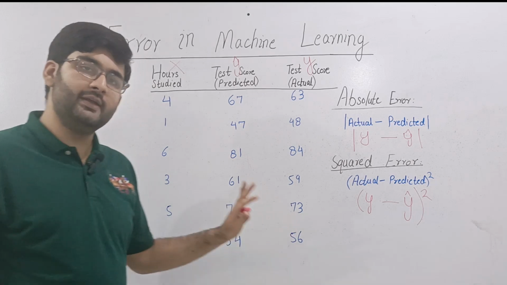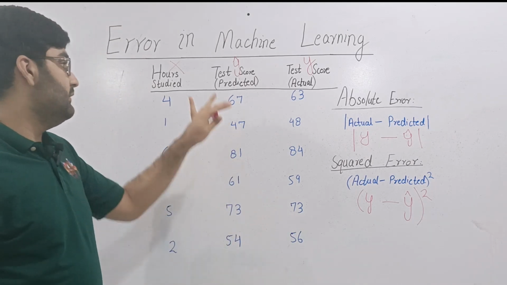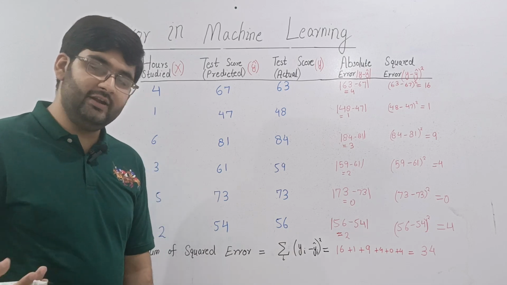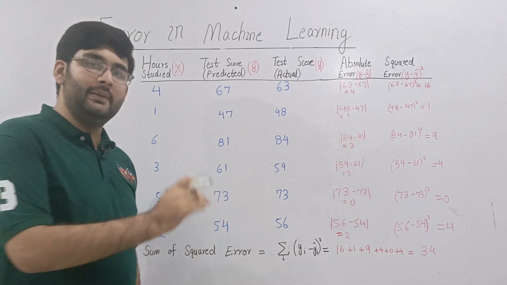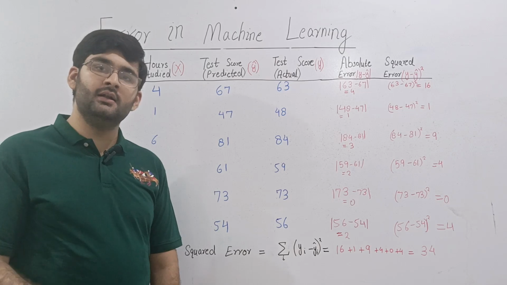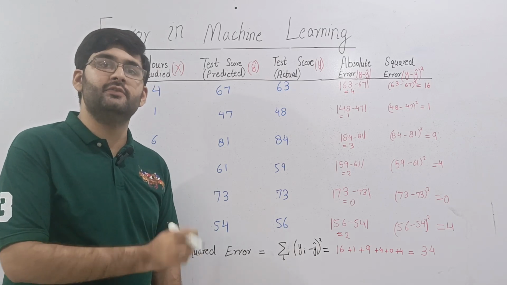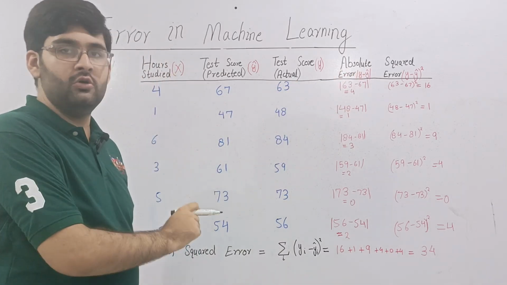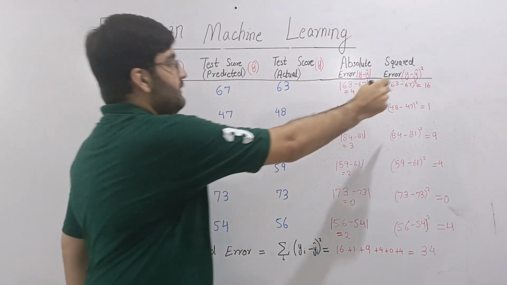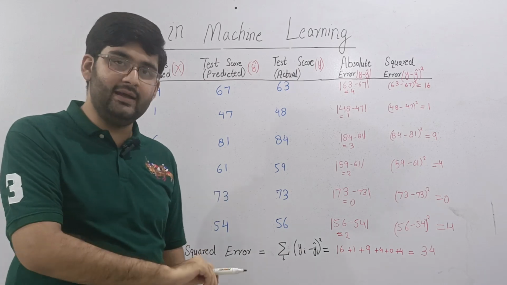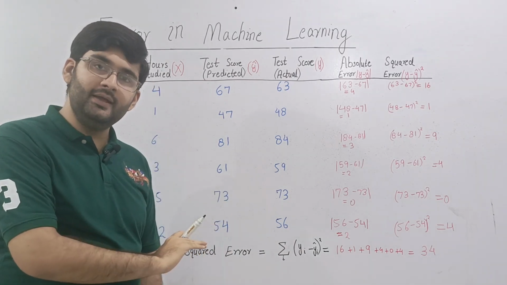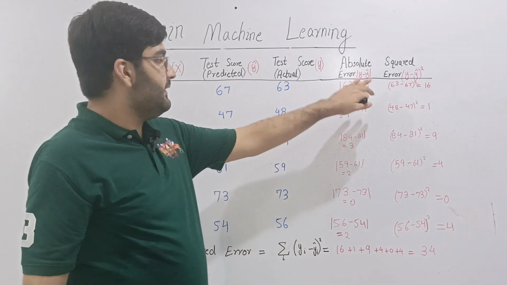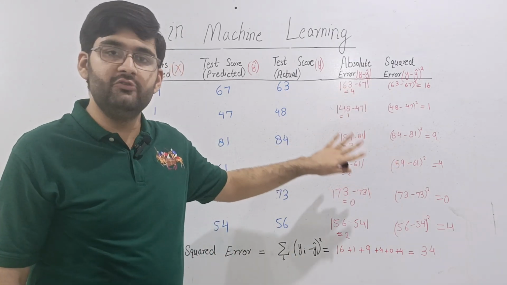Let me show you how we can calculate both these errors on this data set for each row. For your understanding, I have calculated the absolute error and the squared error for each row in this data set separately. I have applied this formula on each row to calculate absolute error and this formula to calculate squared error. You can repeat this exercise if you like. Now, we have calculated the squared error for each row.